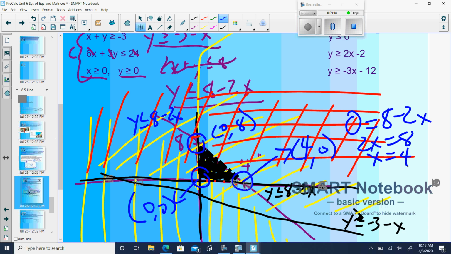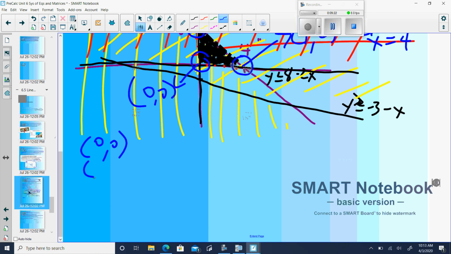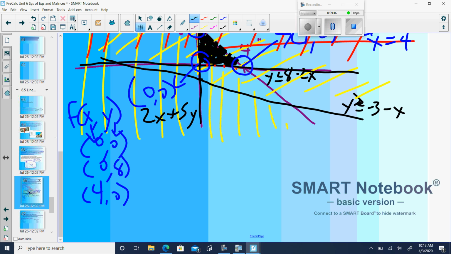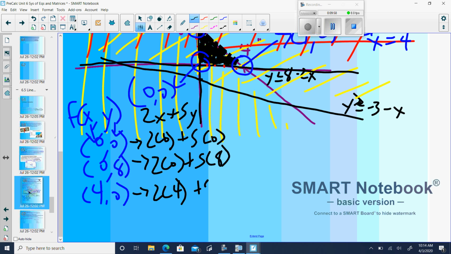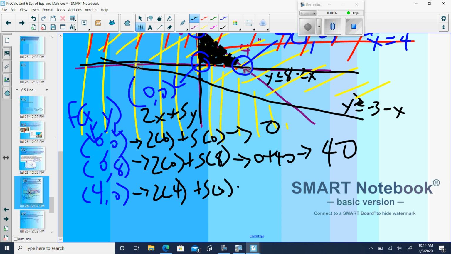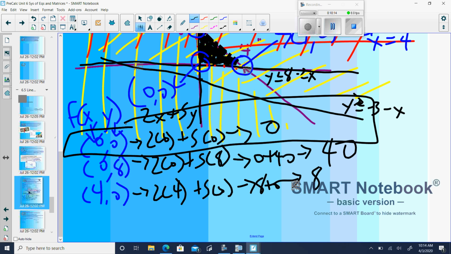Now, we take those 3 points. I hope you'll look at 0, 0; 0, 8; 4, 0, and consider that when we say f of x comma y, that's really talking about the fact that each one of these vertices has an x coordinate and a y coordinate. And our objective function is 2x plus 5y, so let's plug it in. 2 times 0 plus 5 times 0. 2 times 0 plus 5 times 8. 2 times 4 plus 5 times 0. So 0 plus 0 is 0. 0 plus 40 is 40. 8 plus 0 is 8. So 0, 0 is our min.